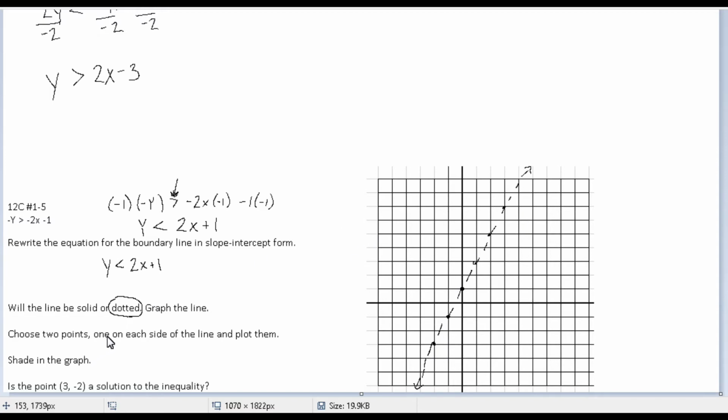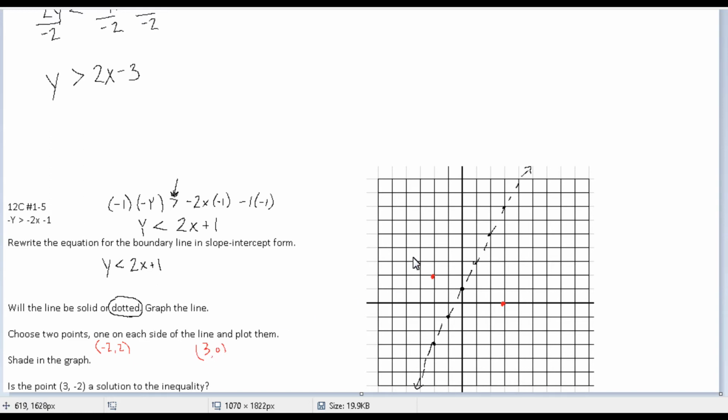Alright, now we want to choose 2 points, one on each side of the line, and plot them. So it doesn't matter what point you choose over here or what point you choose on this side, we just have to choose 2 of them. So I'm going to choose this one right here and this one over here. Alright, so this first one is -2, 2. And this one over here is 3, 0.